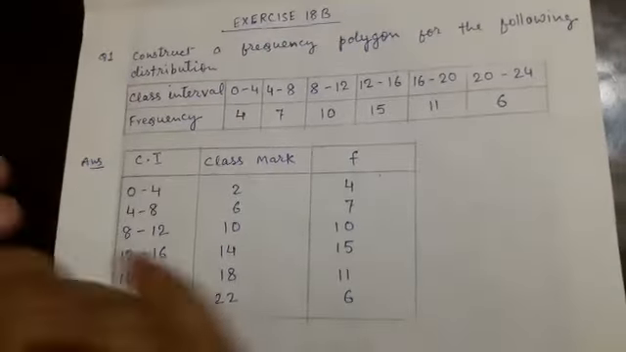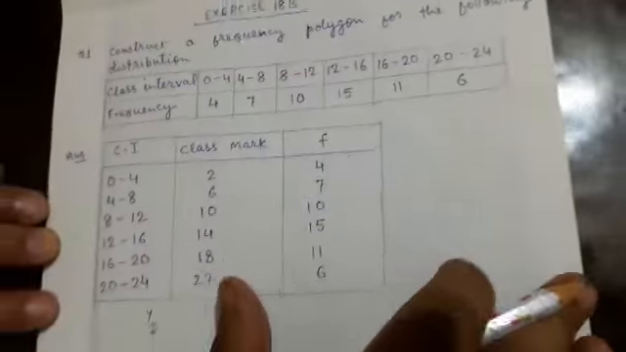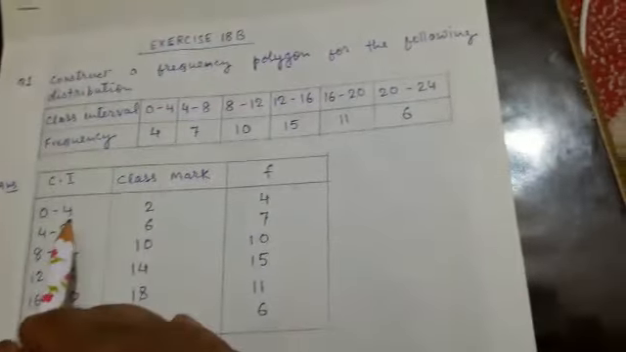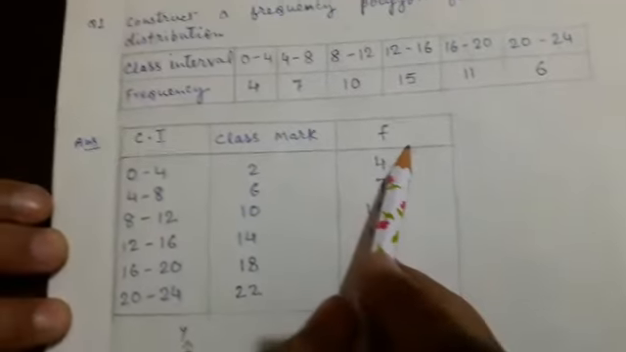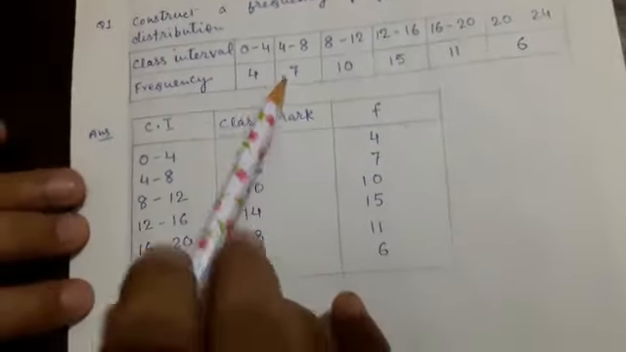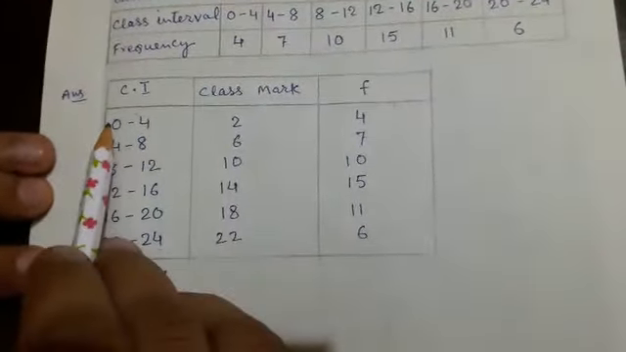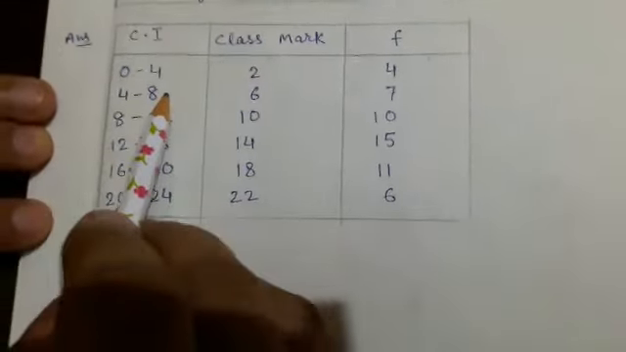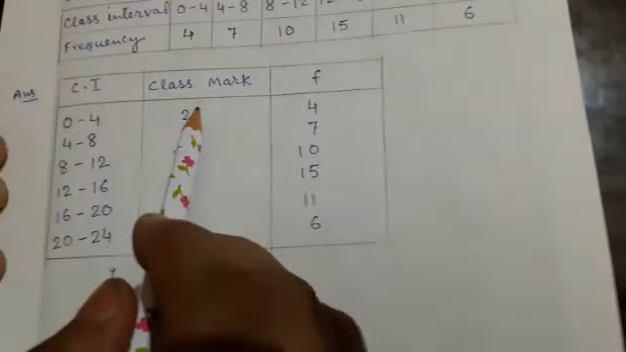Now let us see how we will draw a frequency polygon. For this we will make three columns. In the first column we will mention the class interval, in the second column the class mark, and in the third column the frequency, which is already given in the question. Now let us see. It is given 0 to 4, 4 to 8, 8 to 12, 12 to 16, 16 to 20, 20 to 24.